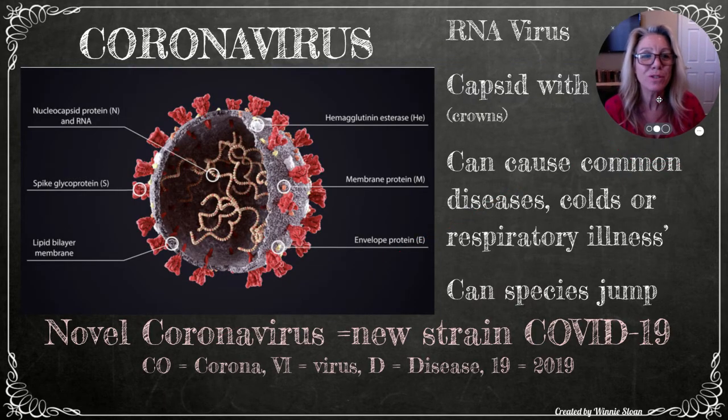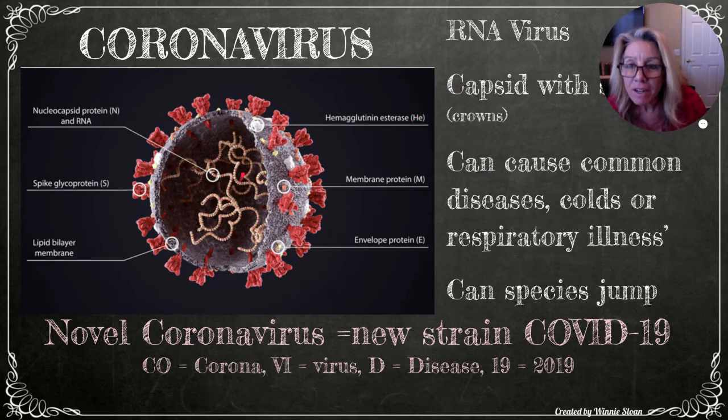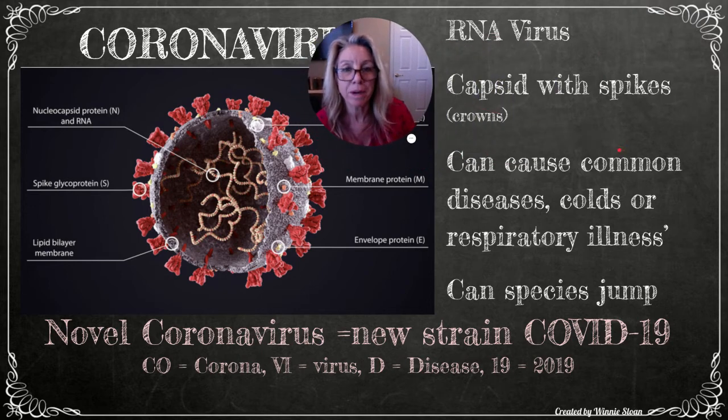Okay, so now let's go to the coronavirus, the one we're reading about right now in 2020 and 2021. It is an RNA virus, first of all. You can see the RNA is right here inside, okay? It can cause common diseases like colds or respiratory illnesses, and it also has the ability to species jump. So on your notes, it's an RNA virus, and let's add in there, with spikes. Those spikes look like crowns a little bit. I don't see it, but that's what people say, that these look like crowns. And that's why it's called coronavirus.